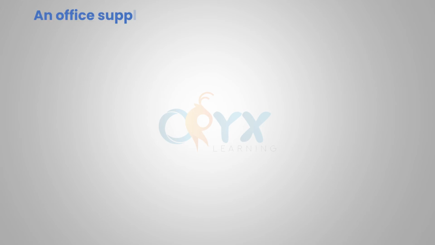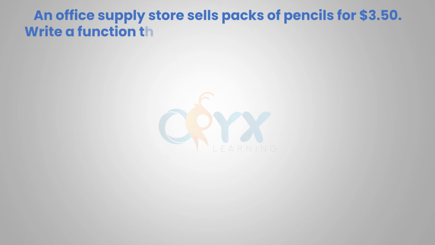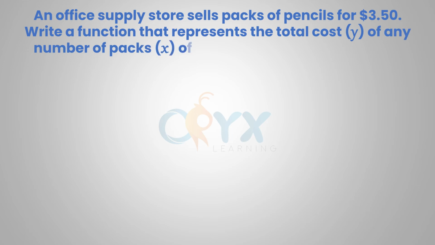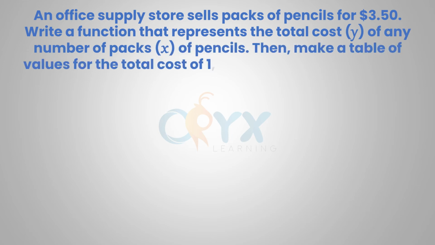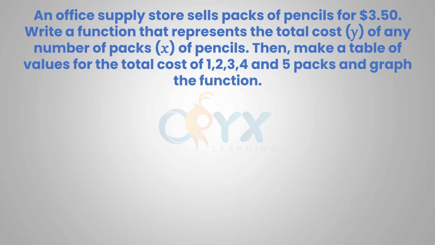An office supply store sells packs of pencils for $3.50. Write a function that represents the total cost y of any number of packs x of pencils. Then make a table of the values for the total cost of 1, 2, 3, 4, and 5 packs and graph the function. The slope of our line is 3.50. So we have y equals 3.5x.